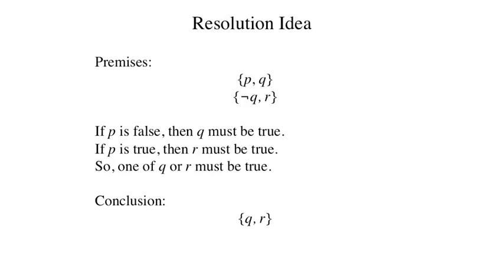If Q is false, then by the first clause, P must be true. If Q is true, then by the second clause, R must be true. Since Q must be either true or false, it must be the case that either P is true or R is true. In other words, we can cancel the Q literals.